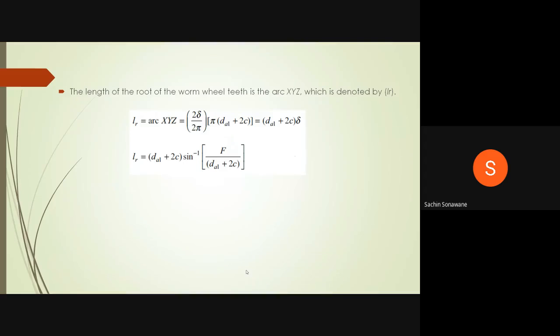The length of the root of the worm wheel teeth is the arc XYZ, which is denoted by LR. Therefore, LR is equal to arc XYZ, which is equal to 2 delta divided by 2 pi into pi into (da1 plus 2c), which is equal to (da1 plus 2c) into delta. Therefore, LR is equal to (da1 plus 2c) into sin inverse of F divided by (da1 plus 2c).